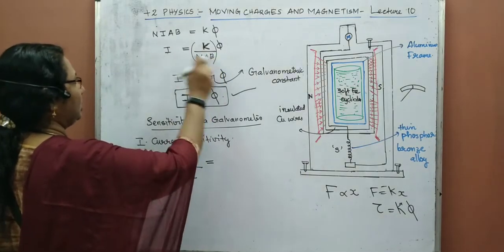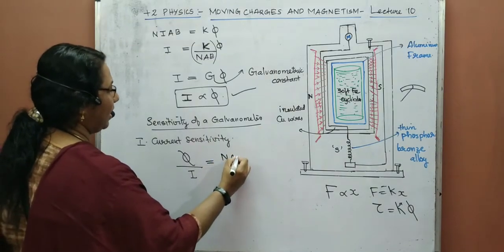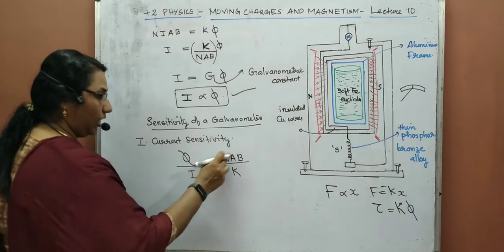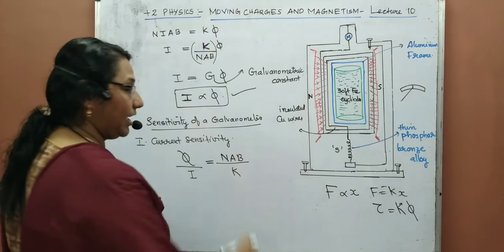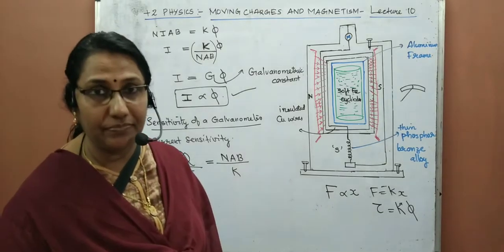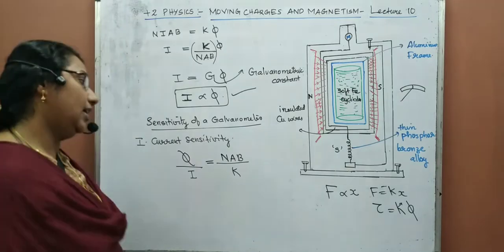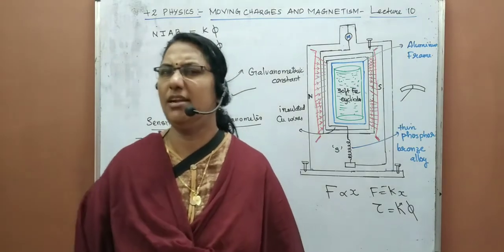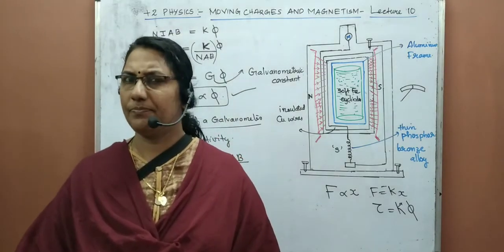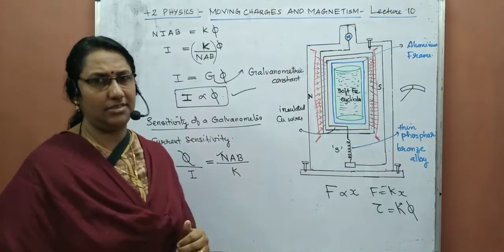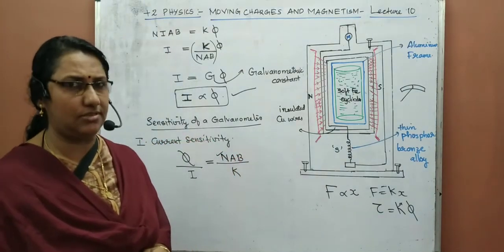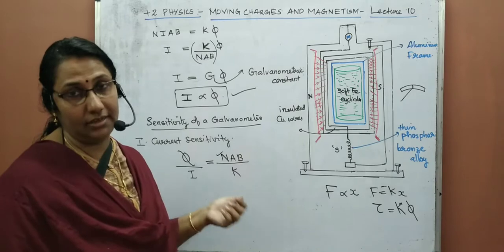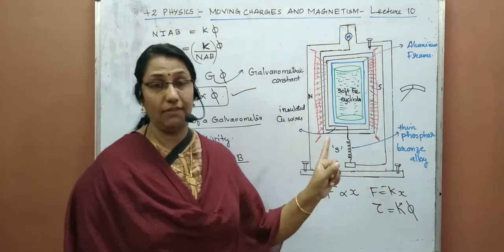From this equation, tell me what is phi by I: NAB by K. That is, the greater the number of turns, area of the coil, and magnetic field, and the lesser the K value, what happens? Current sensitivity will be high. Even though as the number of turns increases, the current sensitivity increases, we do not generally take a large number of turns because, why? Because as the number of turns increases, there is a tendency to increase the resistance, which decreases the effect. So generally we increase the area and magnetic field or decrease K. In order to decrease K, we use thin phosphor bronze alloy.